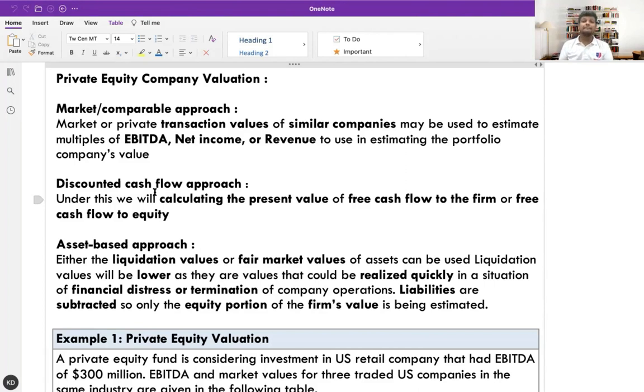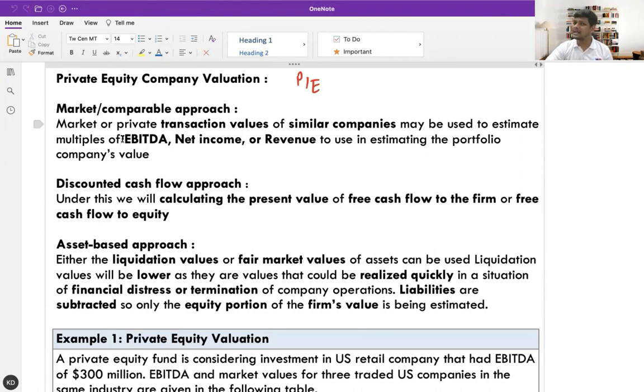Market or comparable approach. Comparable approach is like a price over earning approach. So market or private transactions of similar companies may be used to estimate the multiples of EBITDA, net income or revenue.